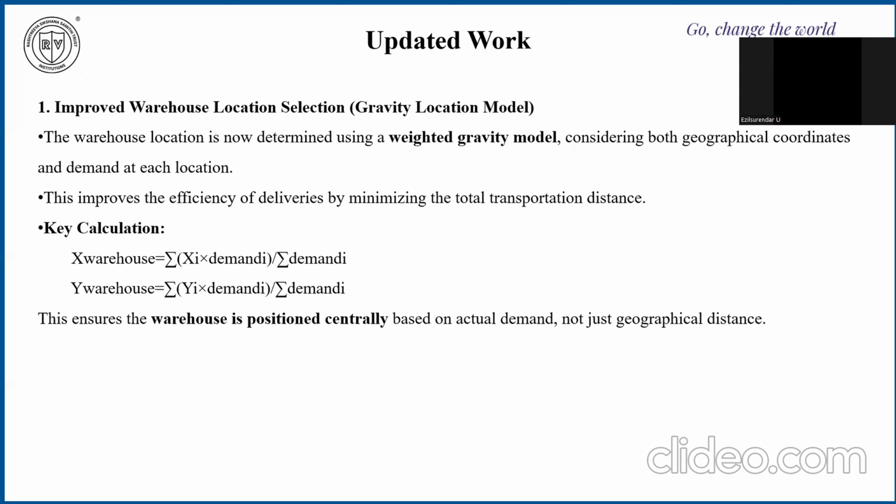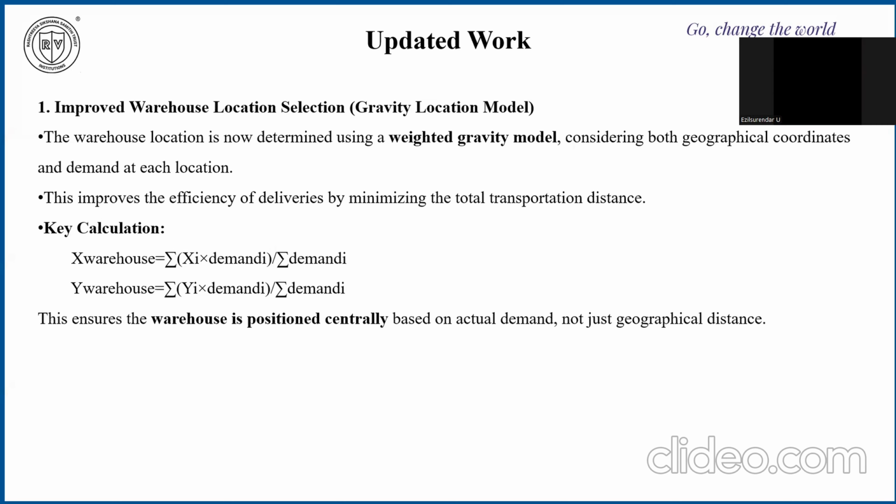We find the ratio of the summation of xi into demand of i, that is the demand of each warehouse or location, divided by total demand. This means that locations with higher demand have a greater influence on the warehouse position, ensuring that the warehouse is centrally located based on actual logistic needs. By using the weighted gravity model, we minimize the total transportation distance, leading to reduced fuel cost and faster delivery times. This improvement ensures that the warehouse is optimally placed to serve high demand areas more effectively.